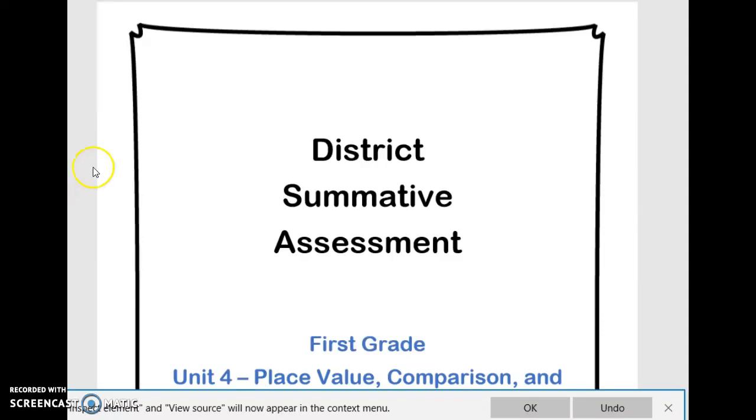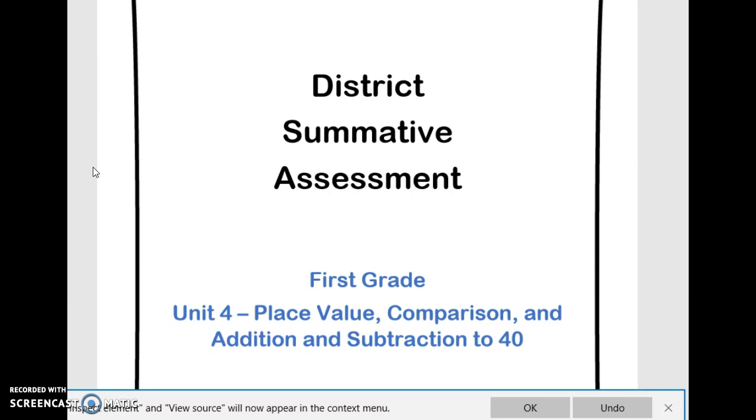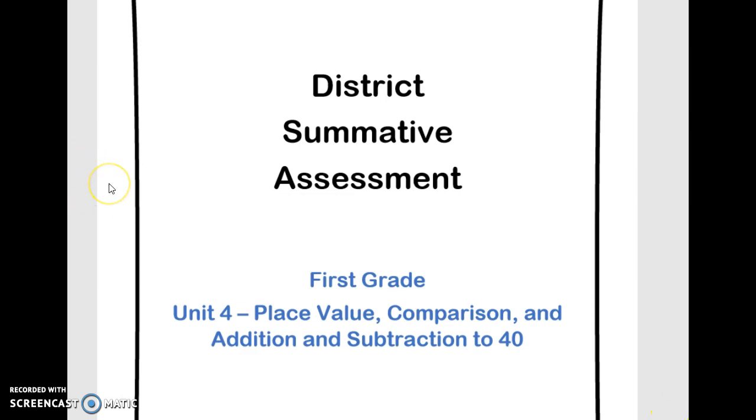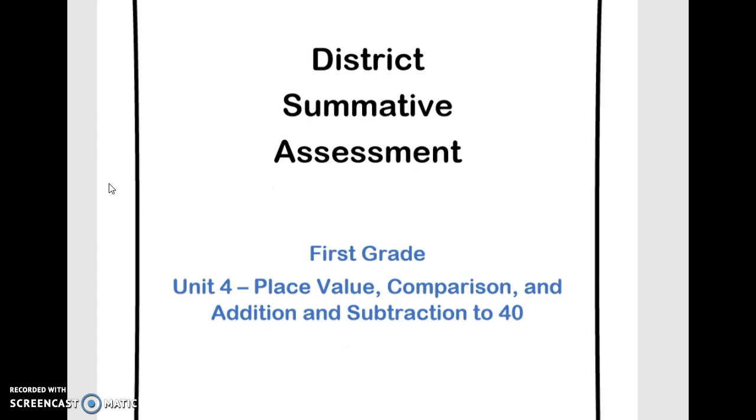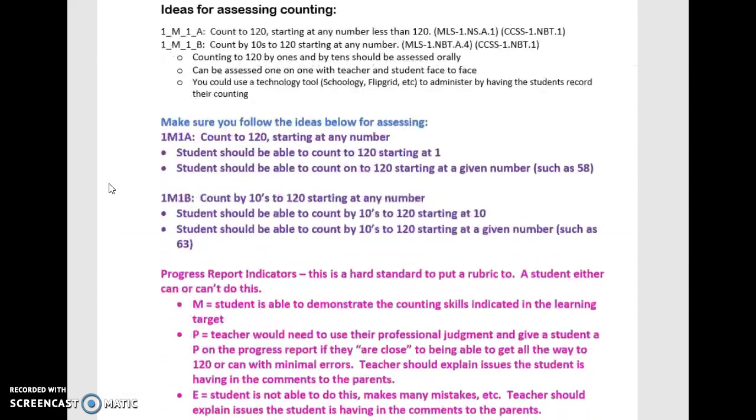Hi friends, this is the District Summative Assessment. In other words, it's your math test for Unit 4. Make sure you have your name up at the top of your paper, and we'll go through this nice and easily. Okay, so let's take our time. Don't rush through it. You can always rewind, pause, whatever you need to do. Okay? Alright, let's get started.